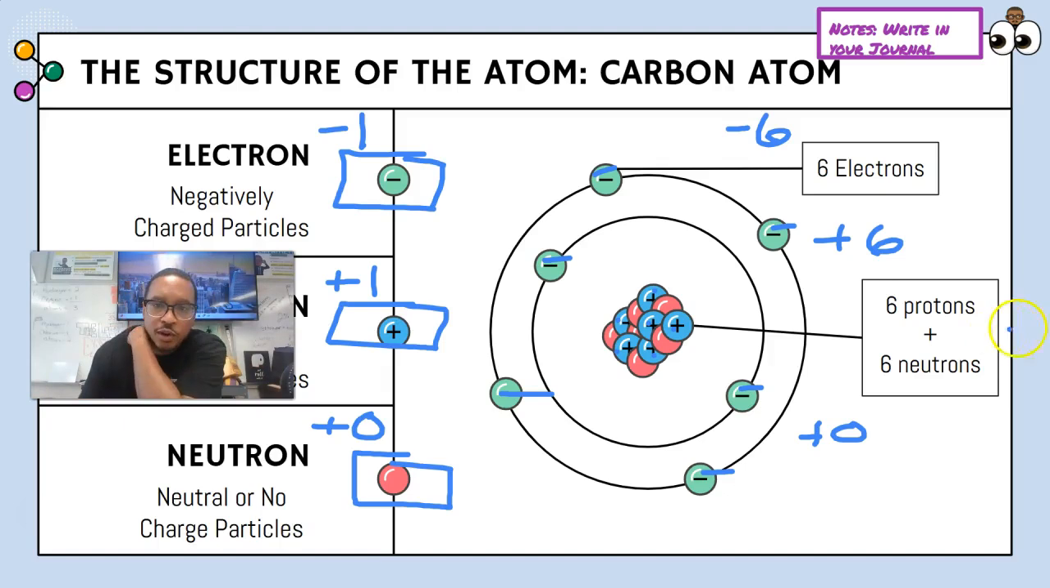Also, something I do want to point out: if you look at the first electron shell here, it only has 2 electrons in it, okay? I just want to make sure that is pointed out.